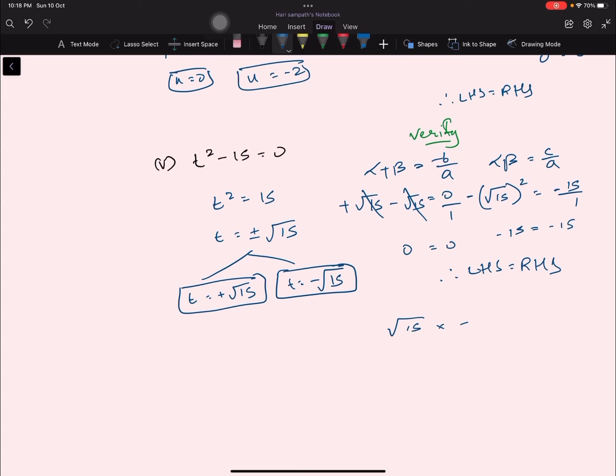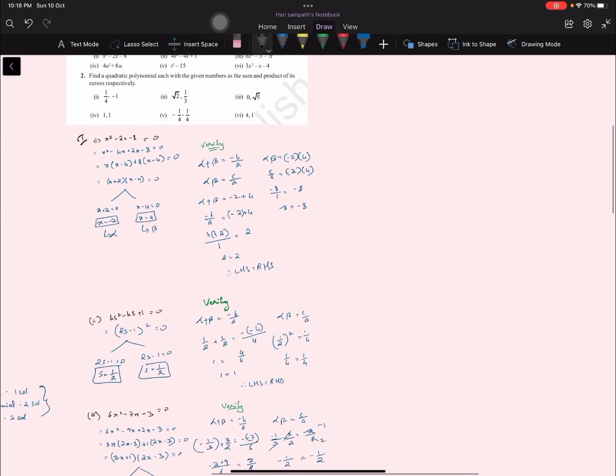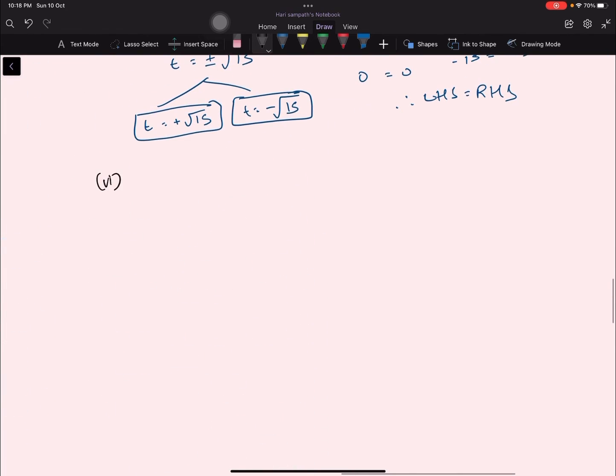Just showing what I did over here. Root 15 into minus root 15, right? I just took 15 as common. So root 15 square. You will get the same thing, because if you send this here, minus 15 will be the answer. So what is the sixth sum? Moving on to the sixth sum. 3x square minus x minus 4.